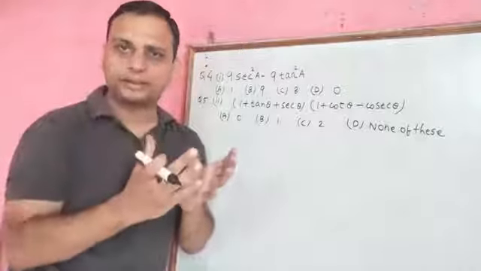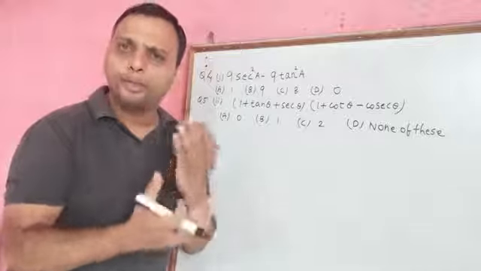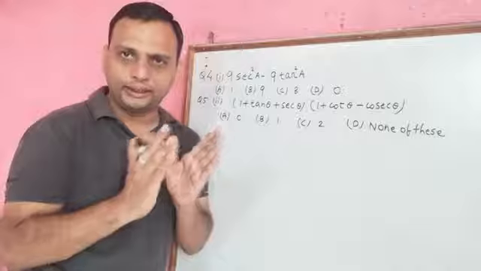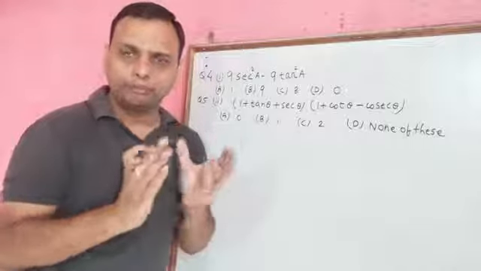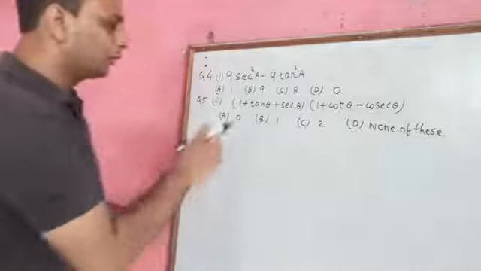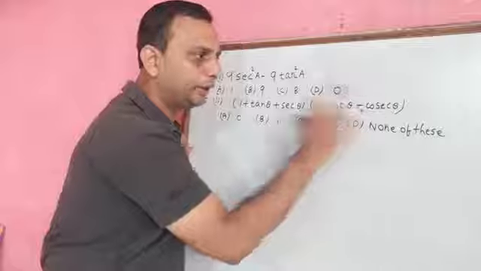And this exercise 8.4 is a little difficult because there are so many formulas, and you have to remember all the formulas at a time. So you need practice. Otherwise, it is going to be tough for you. So in this question you can see I have 1 plus tan theta plus sec theta, 1 plus cot theta minus cosec theta.